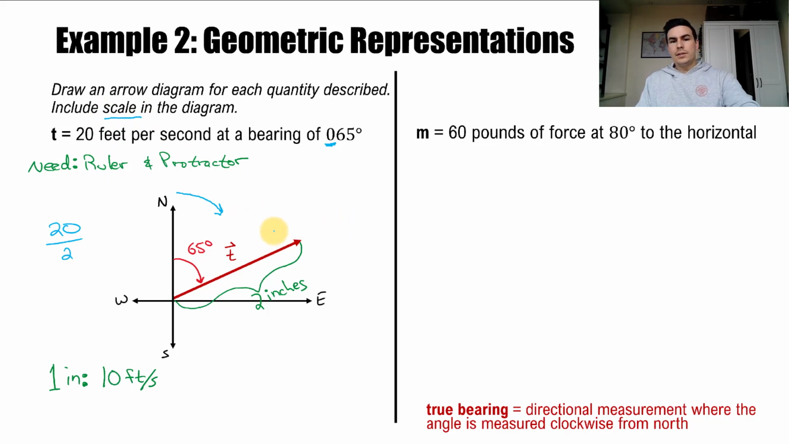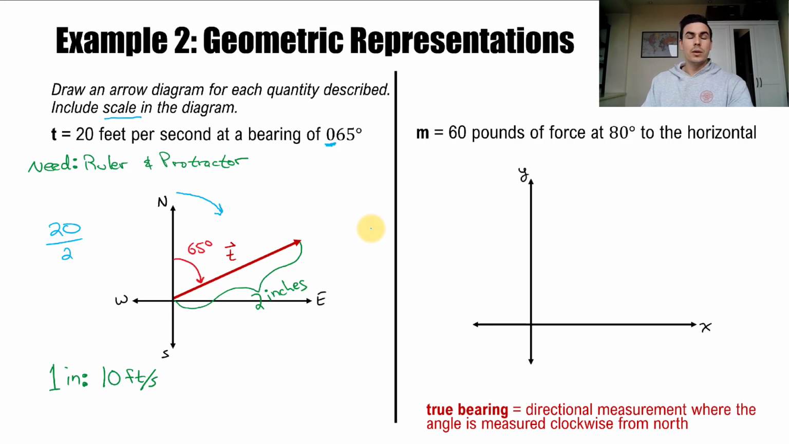All right, let's look at our second example. m is 60 pounds of force at 80 degrees to the horizontal. So now I am working with my x and y axes, and we're going to go 80 degrees to the horizontal. You would again use your protractor for this, and rotate that up 80 degrees from your x-axis, your horizontal. And then you want to go counterclockwise with that. Counterclockwise is our standard rotation for angles from our x-axis.